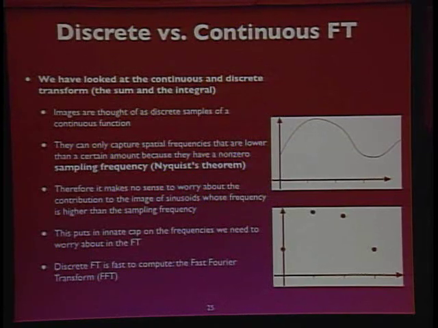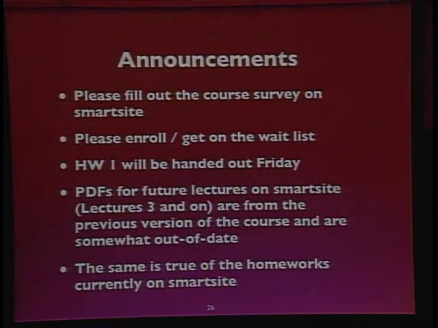So what this tells you is that it puts an innate cap on how high of frequencies you really need to keep track of given a particular image. So you don't have to have infinitely high frequency sinusoids in your Fourier transform.